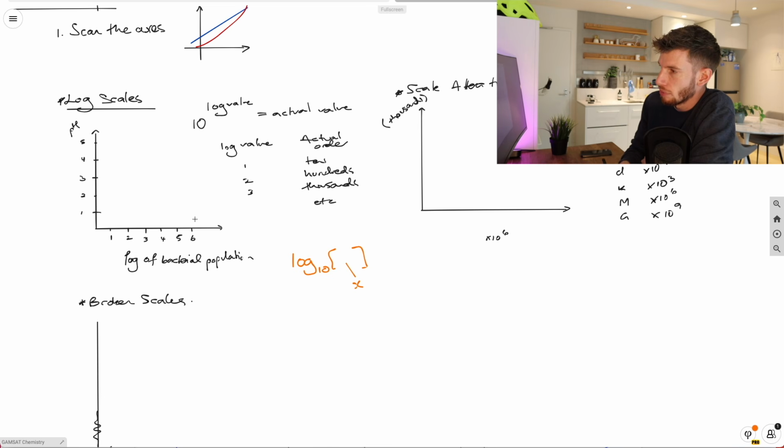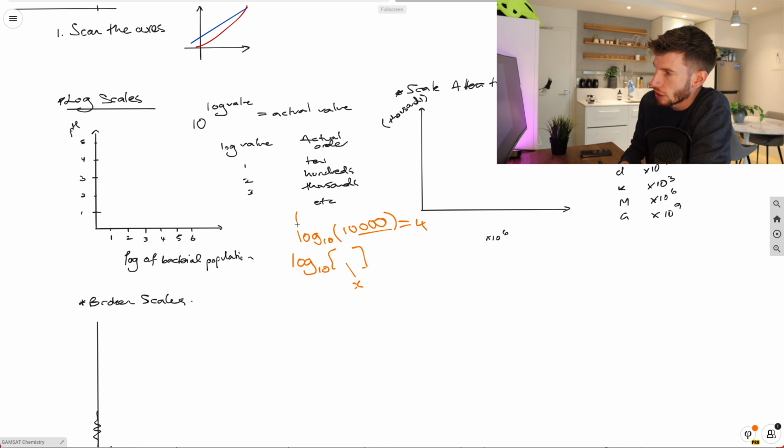The quick way to read them is that when you're taking a standard log of a number, if there's a 1 in front, however many zeros there are, that is the log value. So there are 4 zeros, so the log 10 of 10,000 is 4, right?